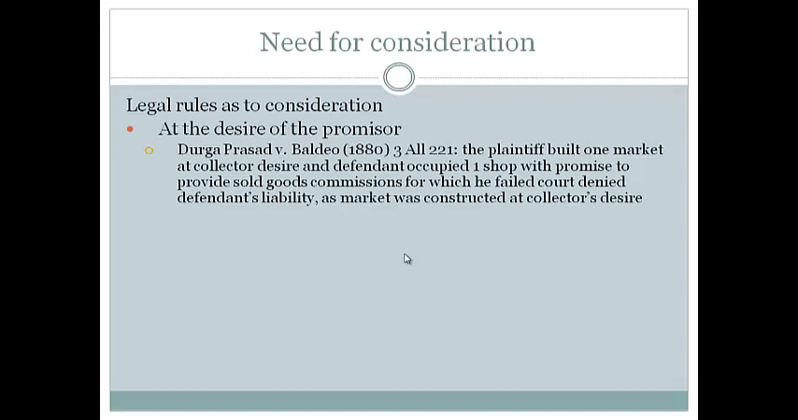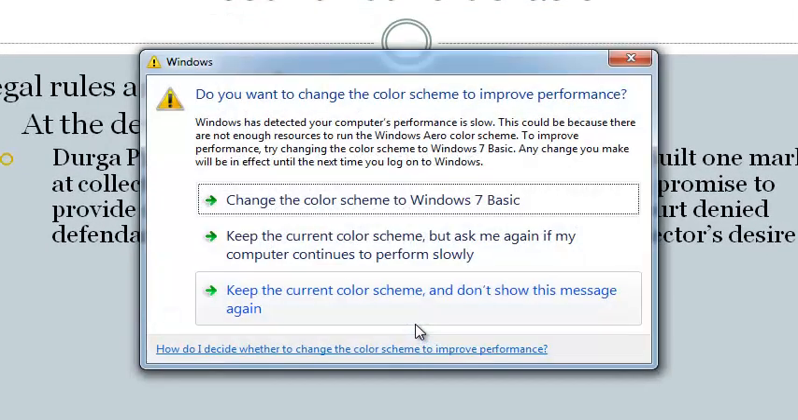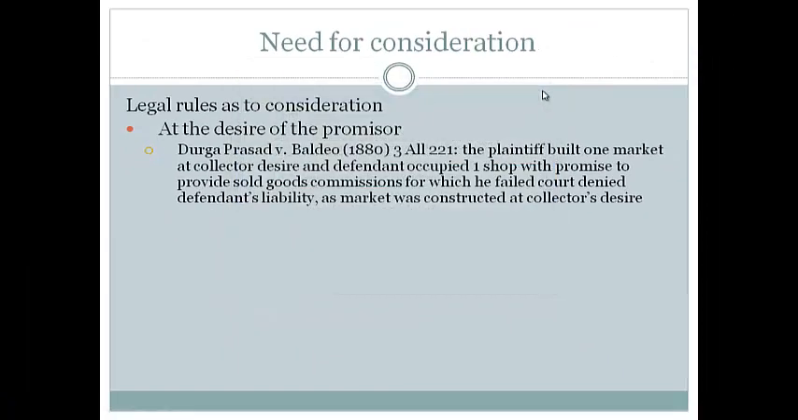If anyone goes for a voluntary service and then claims for any benefit, and the promisor has not asked for it or not declared for it, the voluntary service cannot be paid for. A very simple case we will take is Durga Prasad versus Baldev. The plaintiff built a market at the collector's desire. The defendant occupied one shop with a promise to the plaintiff that on whatever goods he sells, he will provide a commission to him. He denied giving this commission later on.